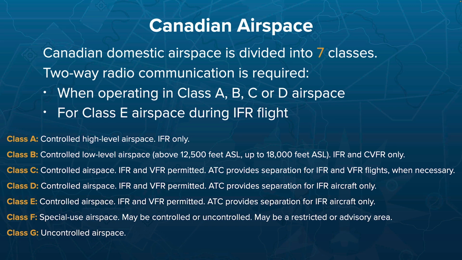ATC will provide separation for IFR aircraft only. Class E, controlled airspace, IFR and VFR permitted. ATC will provide separation for IFR aircraft only. Very similar to Class D. Class F, special use airspace, and it may be controlled or uncontrolled, and it may be a restricted or an advisory area. You see that information on the VNC chart. And Class G is uncontrolled.